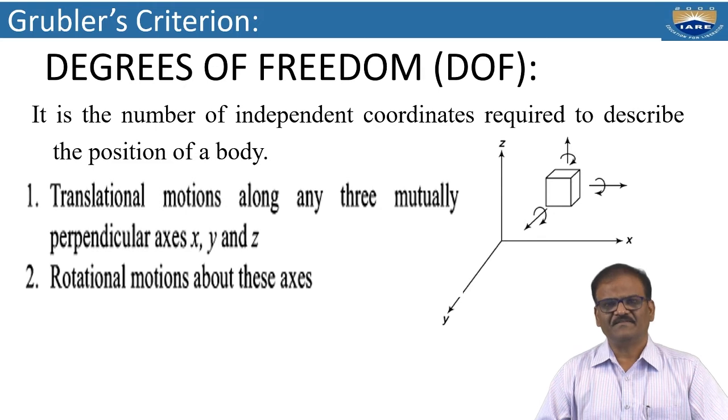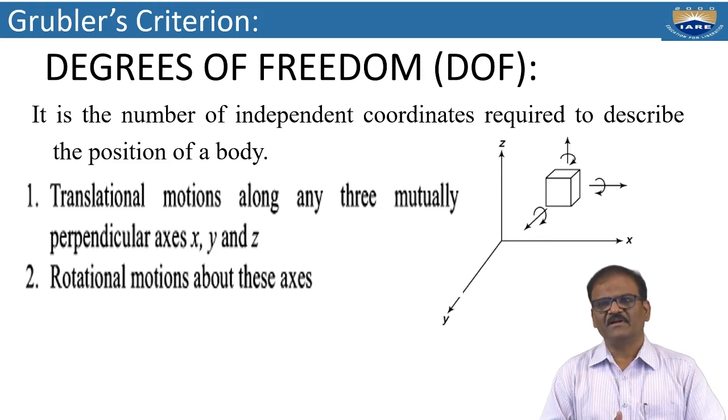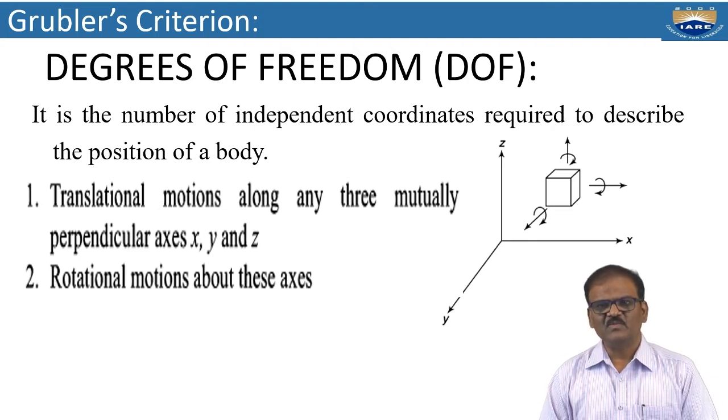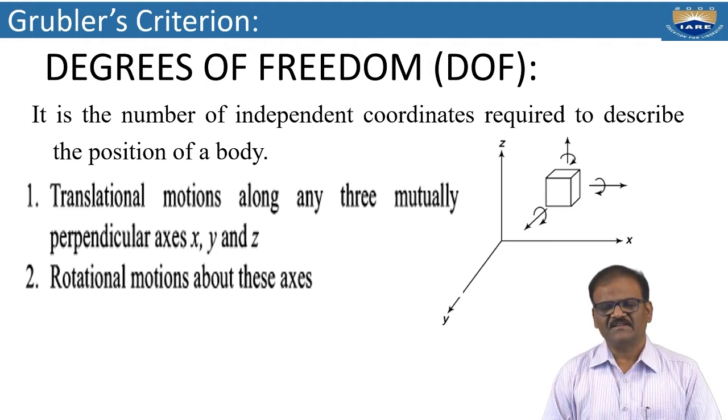what is the degrees of freedom? It is the number of independent coordinates required to describe the position of a body. When you look at it here, there is the right hand thumb rule. A body is placed in space with 3 mutually perpendicular directions x, y, z. Translation motion along any 3 mutually perpendicular axes x, y, z and rotation motion about these axes, then the body is said to have 6 degrees of freedom.